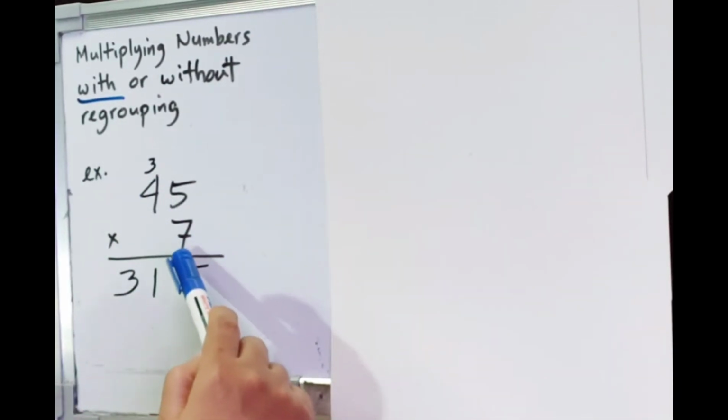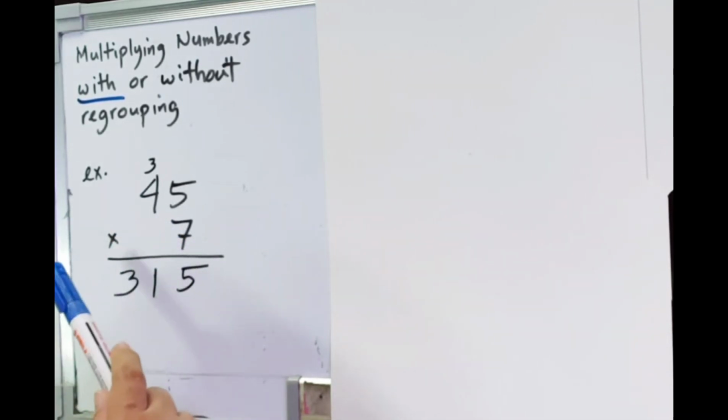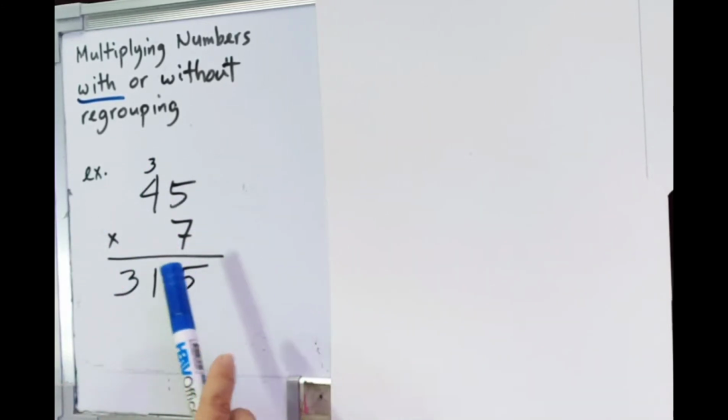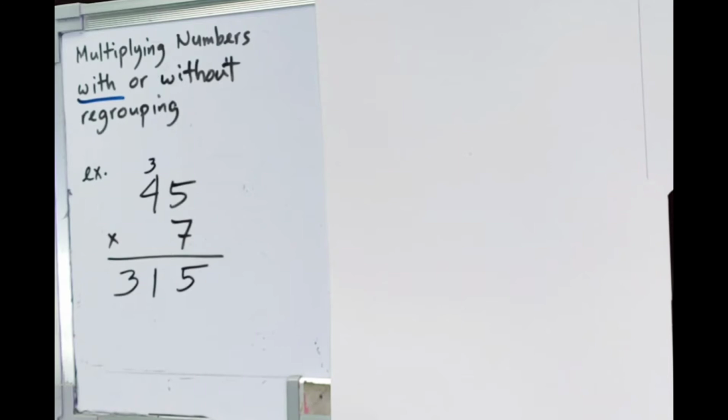Then, the next thing to do is to multiply these two digits, 7 and 4. 7 times 4, that's 28. But don't forget the 3. You need to add the 3 in the product of these two digits. So 7 times 4, 28, plus 3, that's 31. So the answer or the product of 45 and 7 is no other than 315. So that's the shortest way to do that.